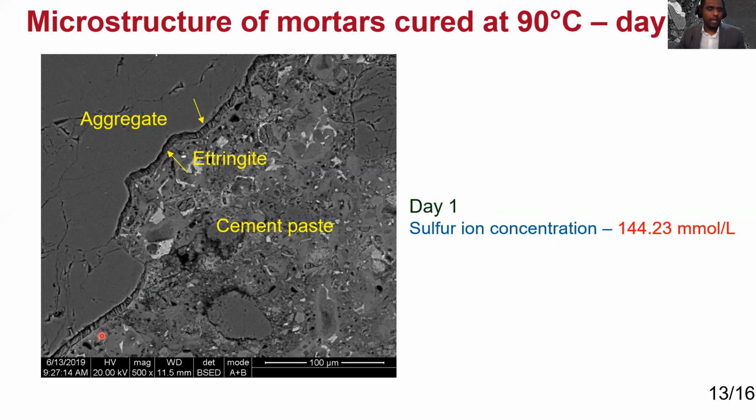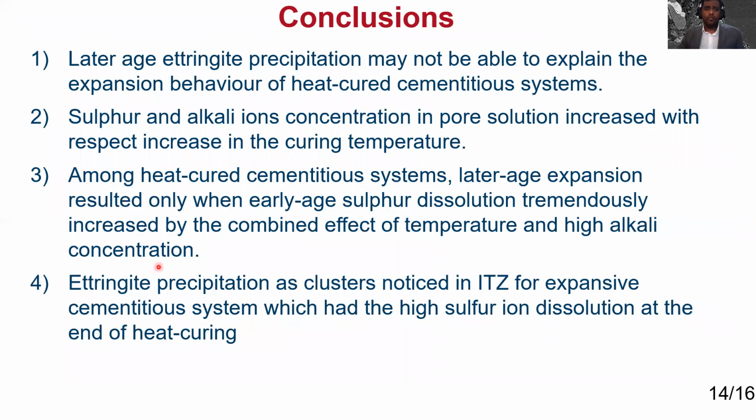Thus, from this research work, we can conclude that with a mere later age precipitation, we cannot predict whether this particular system will undergo expansion or not. But with the sulfur ion concentration from the pore solution chemistry, we will be able to see a clear difference between the expansive and the non-expansive cementitious systems. So the more sulfur ions in the system after heat curing, the higher the chance of ettringite getting precipitated in the later stage of hydration.